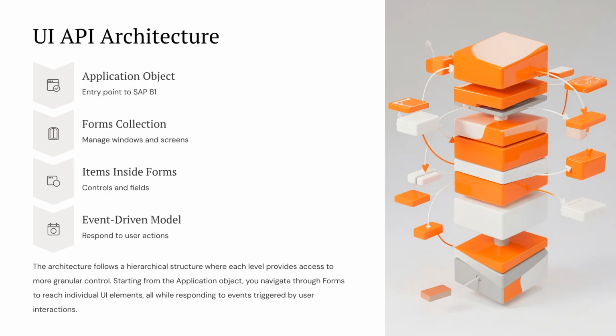The UI API architecture is hierarchical. It starts with the application object, the entry point to SAP Business One. This leads to the Forms collection, which manages windows and screens. Within Forms, you find items, which are your controls and fields. Finally, the event-driven model allows you to respond to user actions. This structure provides granular control over the interface.